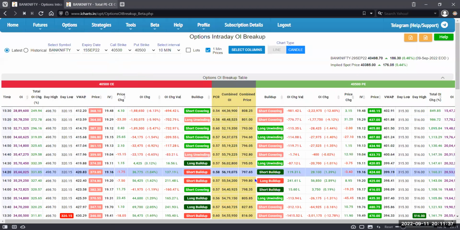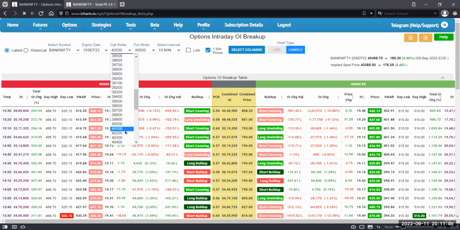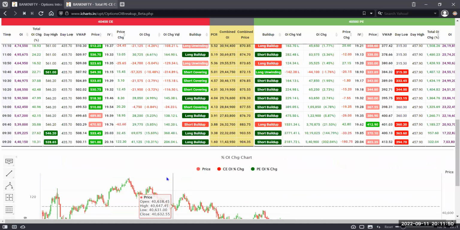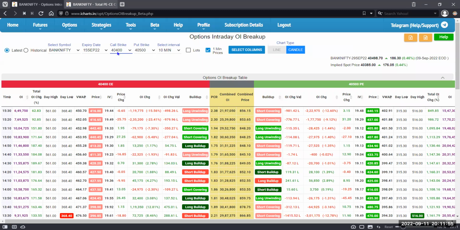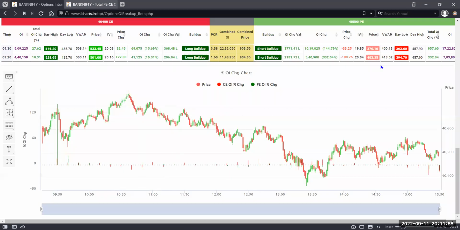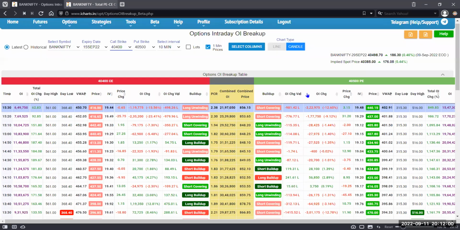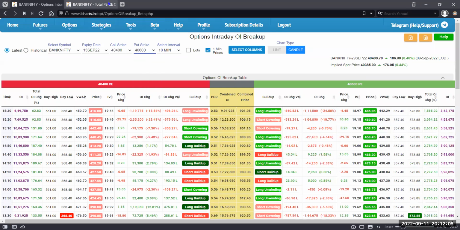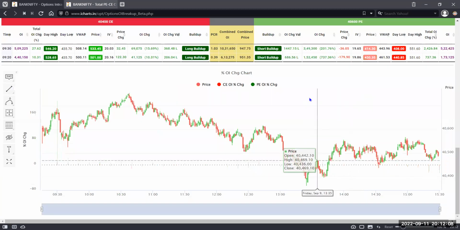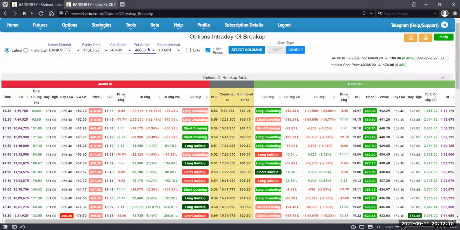So the idea here in options intraday OI breakup is to take in the money strikes on both sides. So 40,600. Just go a little bit in the money, and see whatever is the price here. You have gone in the money on this side, so try to match the price on this side also, approximately. It need not be very close, just approximately, but it should be in the money or at the money on both sides. In the money would be preferable.